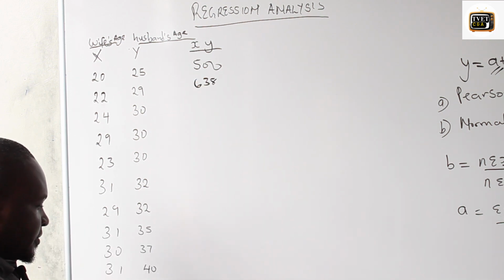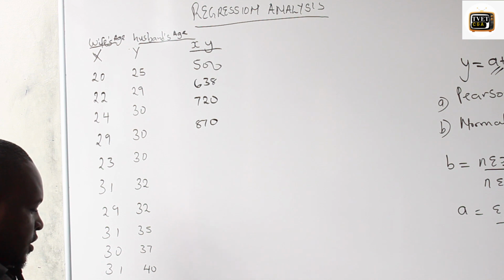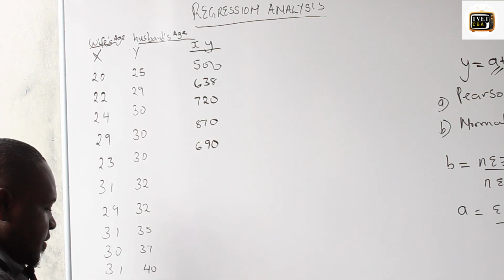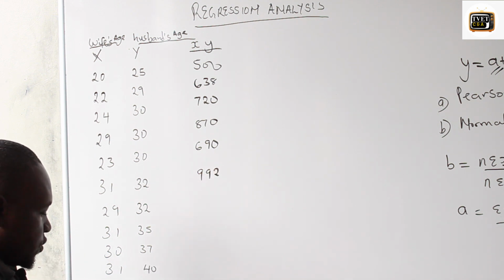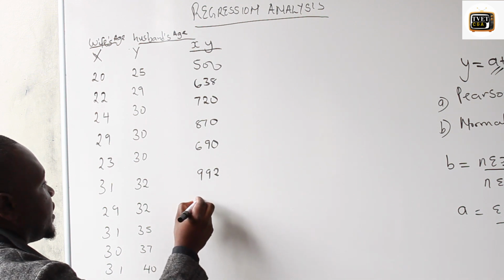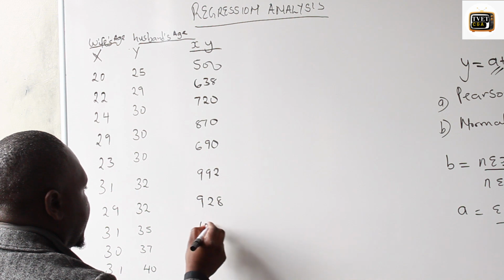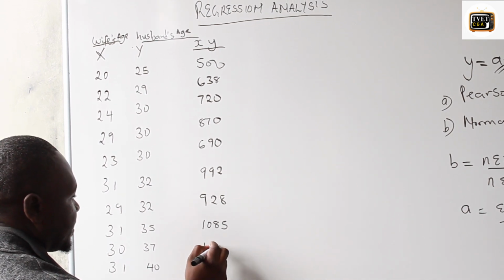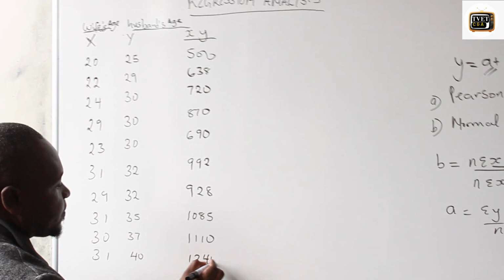24 times 30, we get 720. 29 times 30, we get 870. 23 times 30, we get 690. 31 times 32, you get 992. 29 times 32, you get 928. 31 times 35, you get 1085. 30 times 37, you get 1110. Then 31 times 40 is 1240.